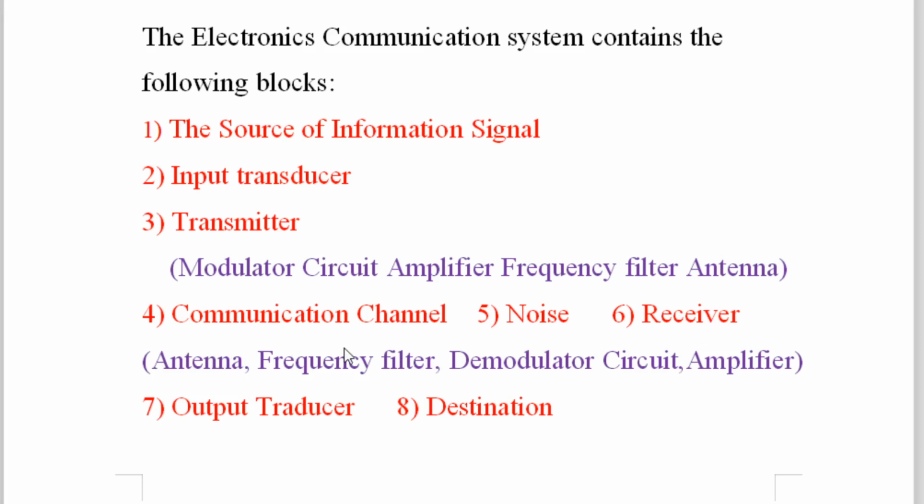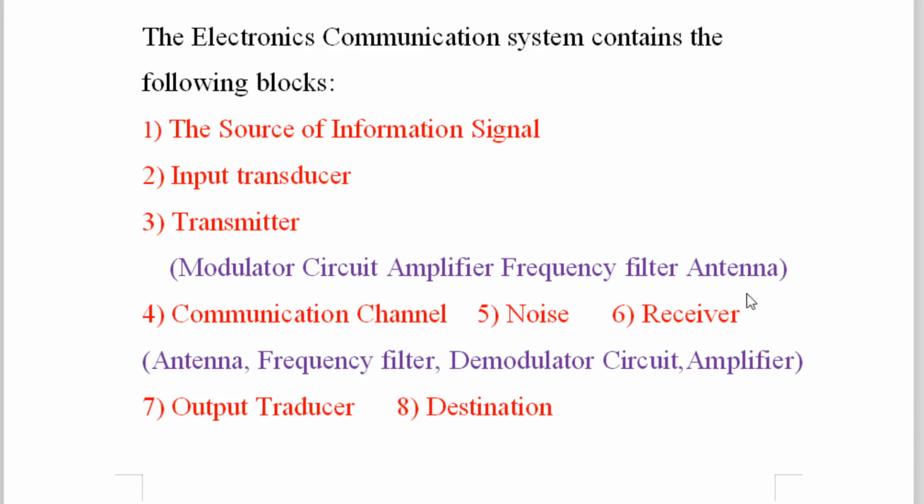So this is the receiver's block. And there is one circuit present in the transmitter which is called a modulator, but in the case of the receiver it is a demodulator. So modulation and demodulation are opposite processes. So in this way, these blocks are very simple.